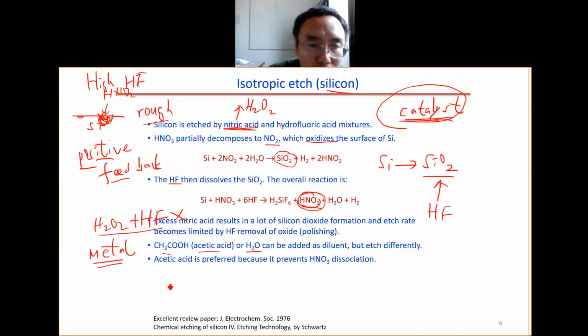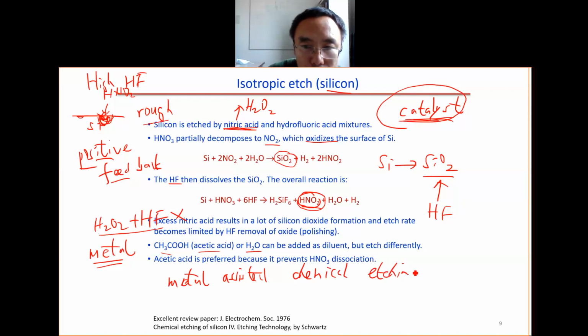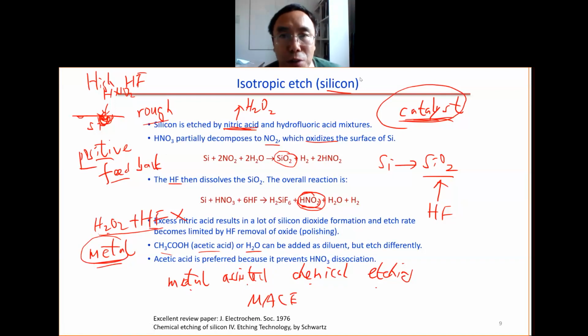So this is called metal associated chemical etching. MAC etch, metal associated chemical etching. So we use hydrogen peroxide plus HF plus a catalyst, which is a metal, a noble metal. So this is actually a very popular research area. So I will show you some papers.